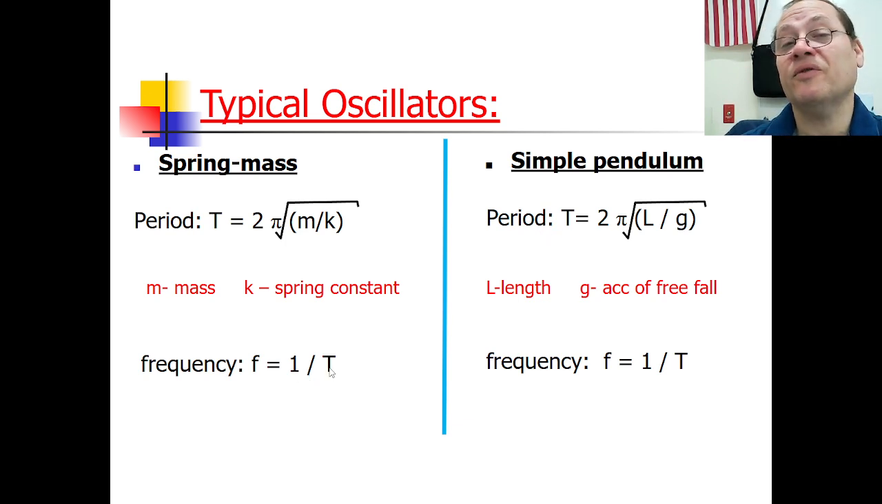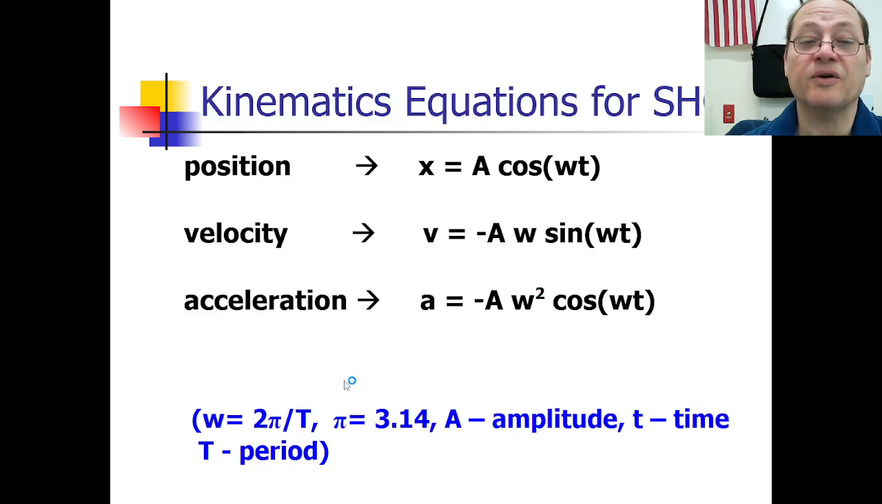Frequency and period by definition are the opposite of one another. Frequency is the inverse of the period. Period is also the inverse of the frequency. The equation for motion: the position is equal to the amplitude of the motion times the cosine of the angular frequency times time. What is angular frequency? Well, it's 2 pi divided by the period, or 2 pi f. In other words, it's the same as frequency, but in other units. Remember, pi is 3.14.